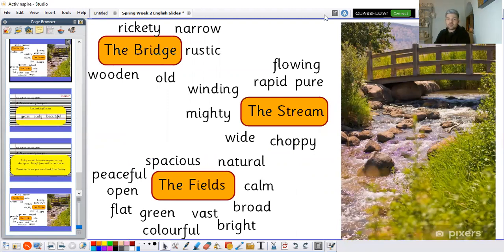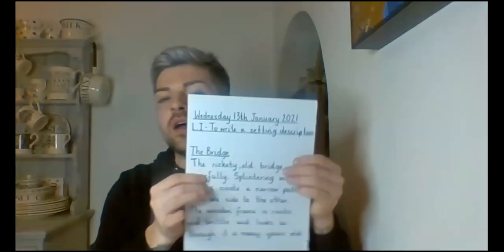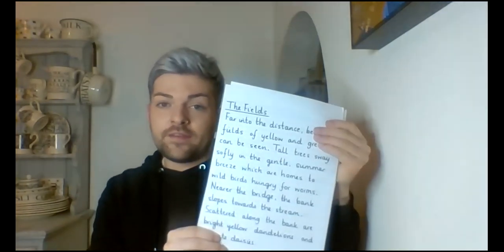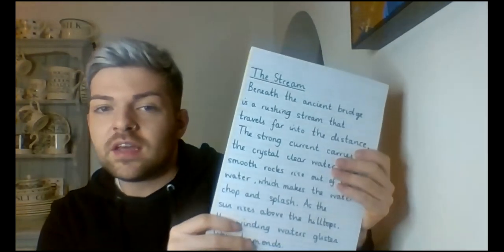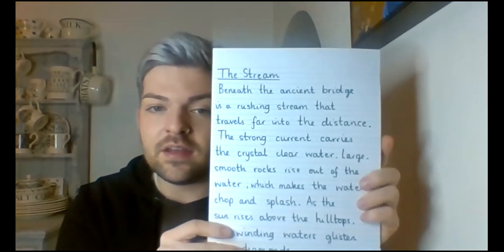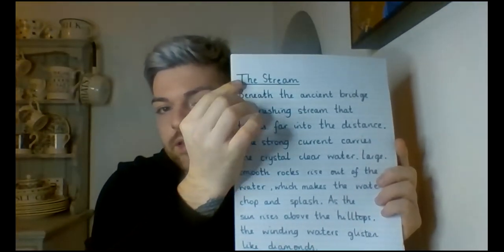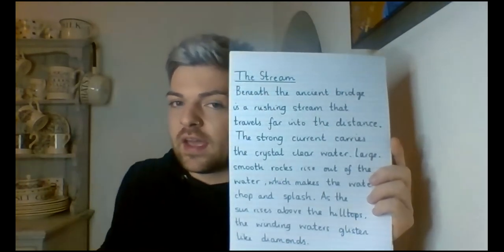So I am going to share with you one that I've done already. Before starting this, just like yesterday, I made sure that I read my one about the bridge that I did already. Then I had a good read through the one about the fields, to make sure that it all flows nicely into each other. Just like yesterday, you don't need to worry about your date and learning intention today because you will be carrying on. As you can see, I've put the stream and then I've underlined that as my little heading as well. So let me read this to you now.